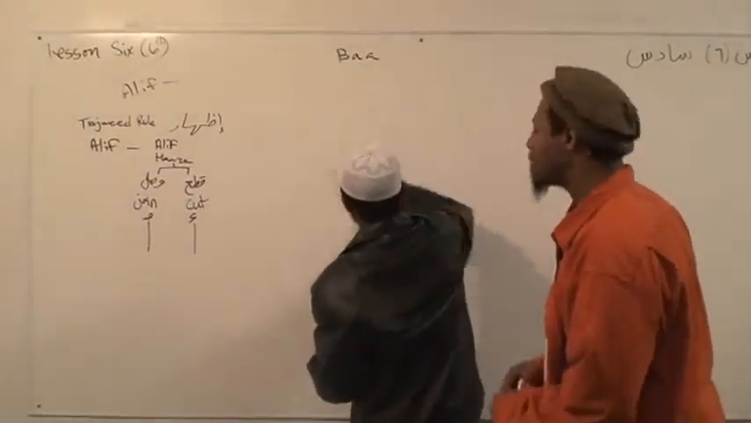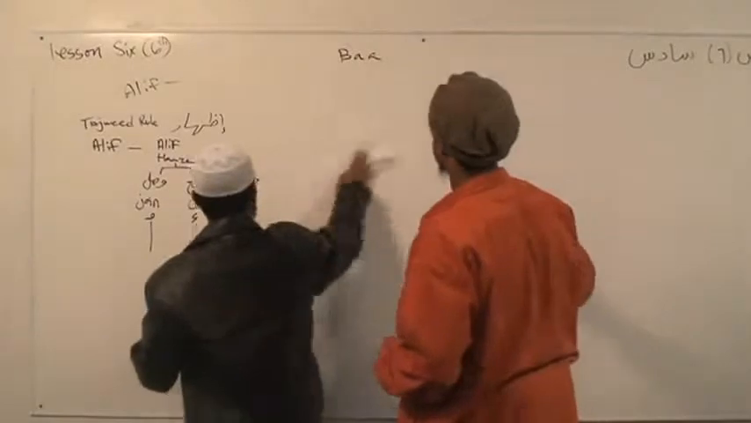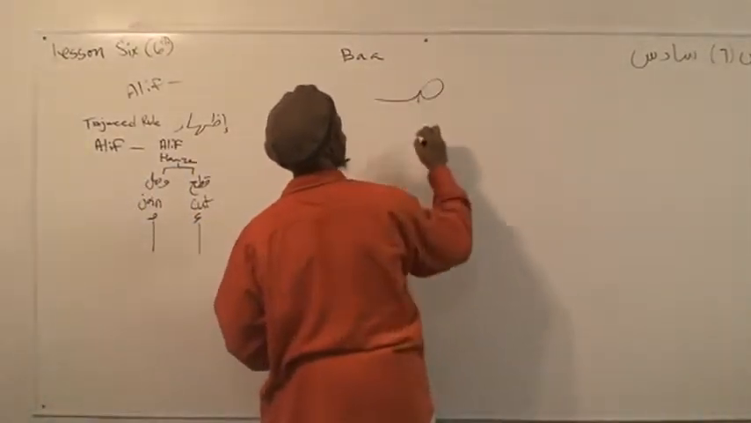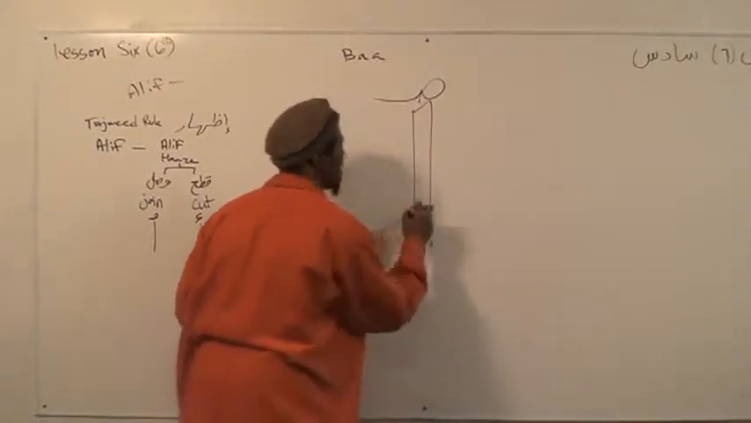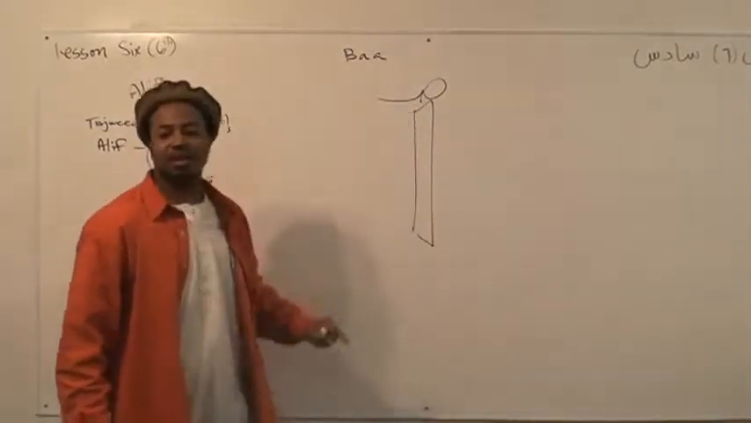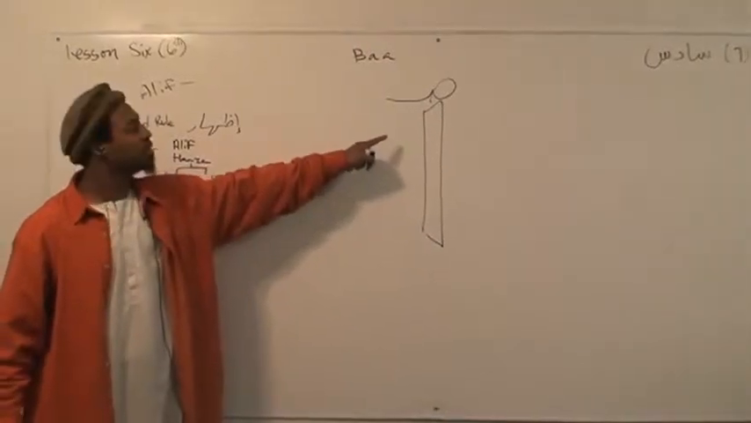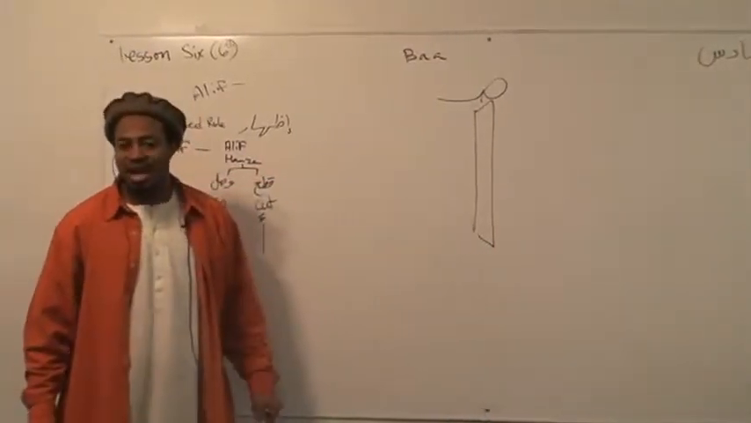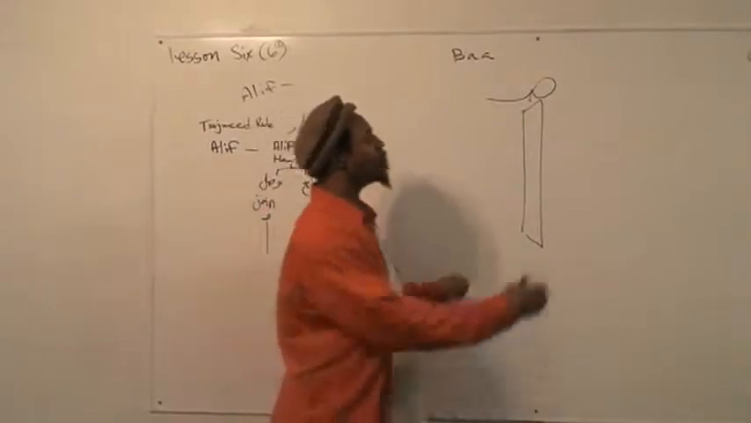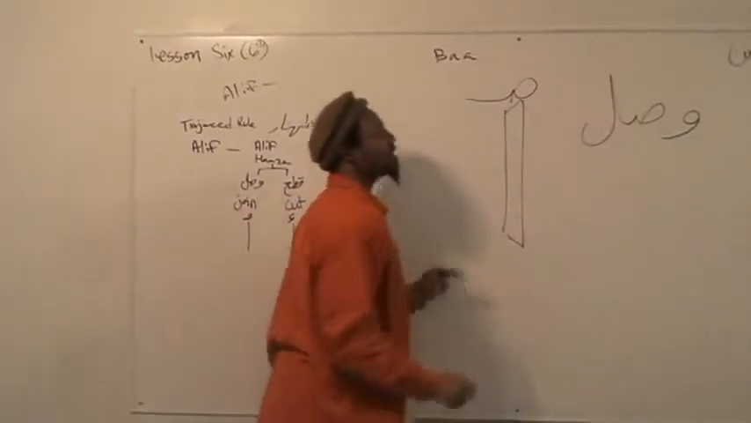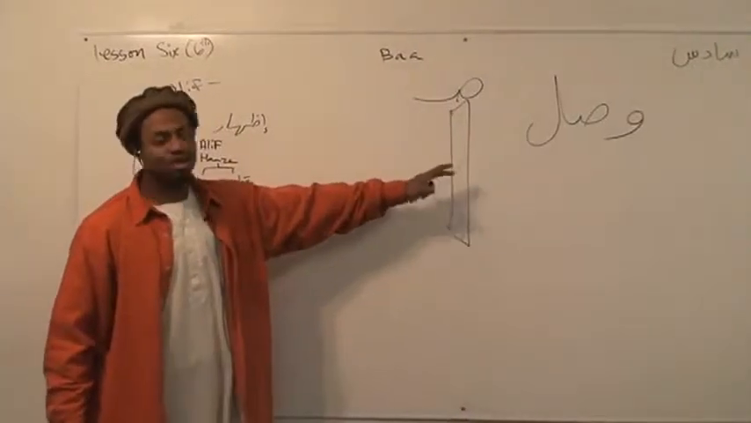And likewise, we see that this that we see on top of an alif is the sign for wasli. Everybody say wasli, hamzatul wasli. Now we see this all the time. Now this comes from the word wasl. Wasala, which means what? To join.